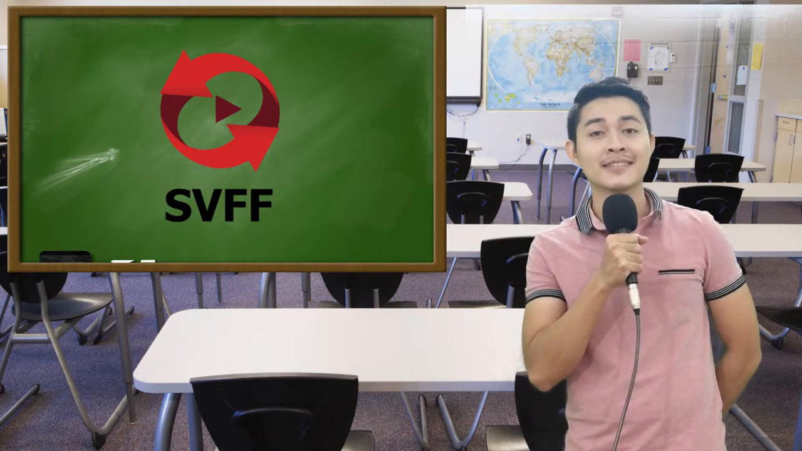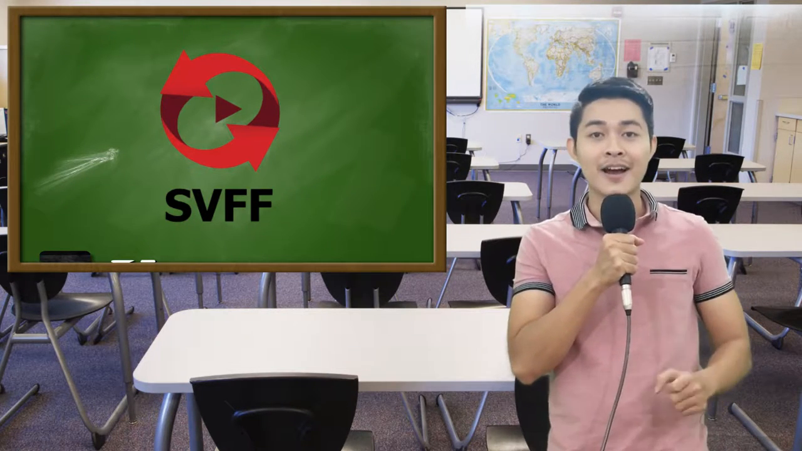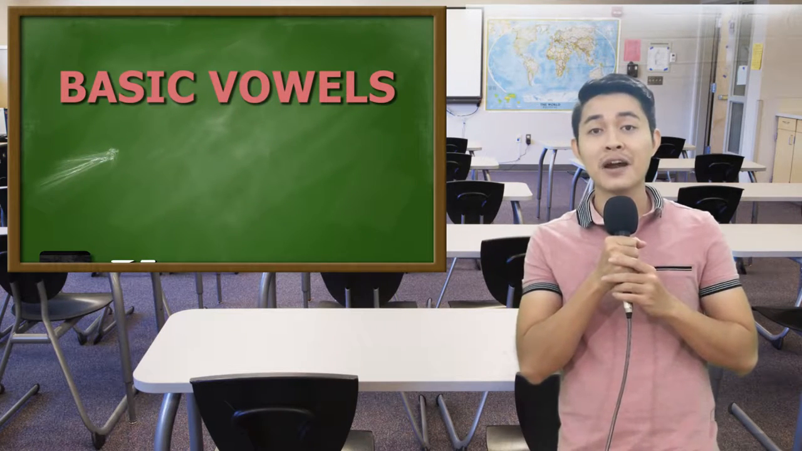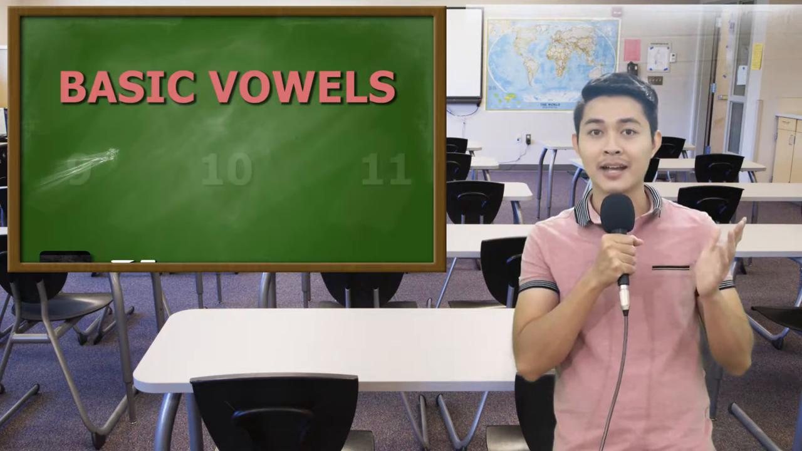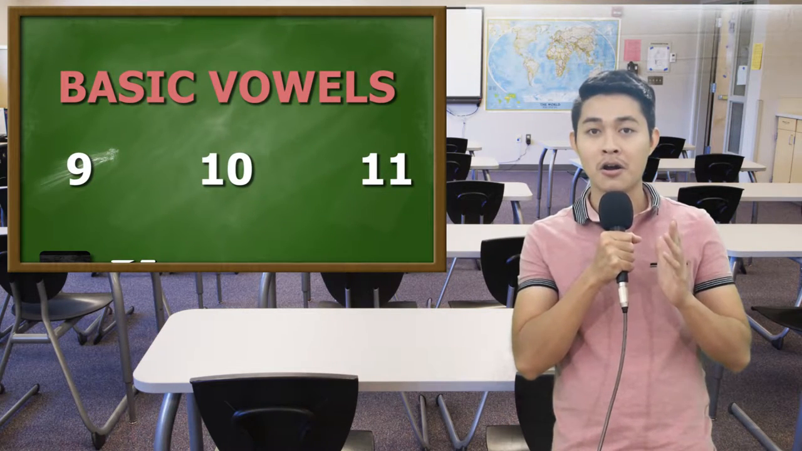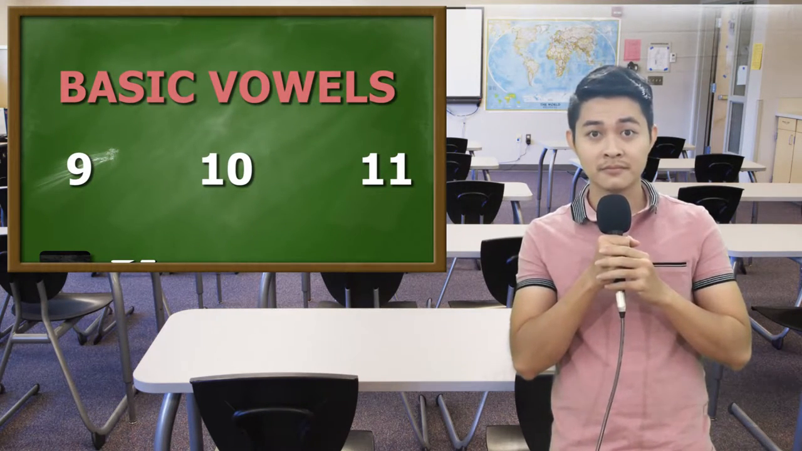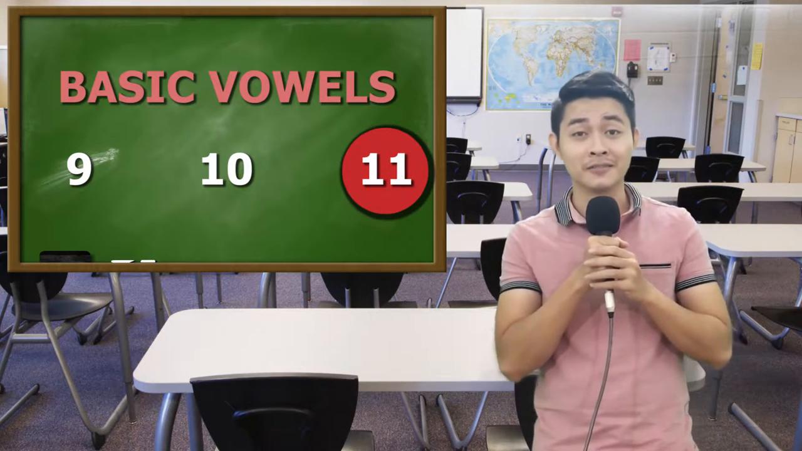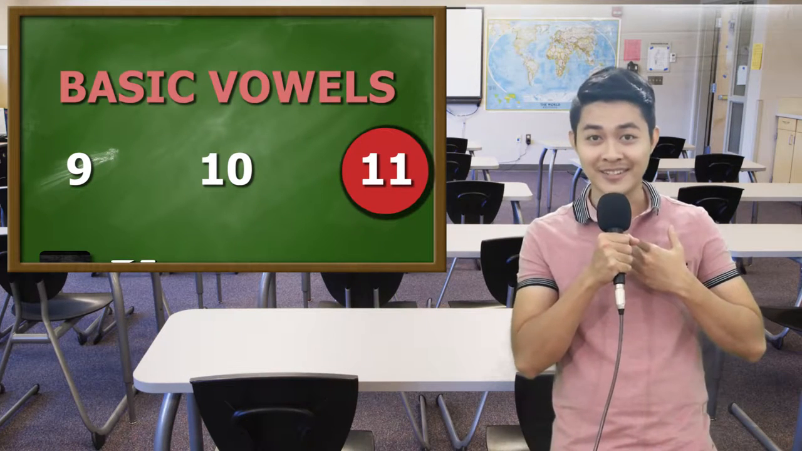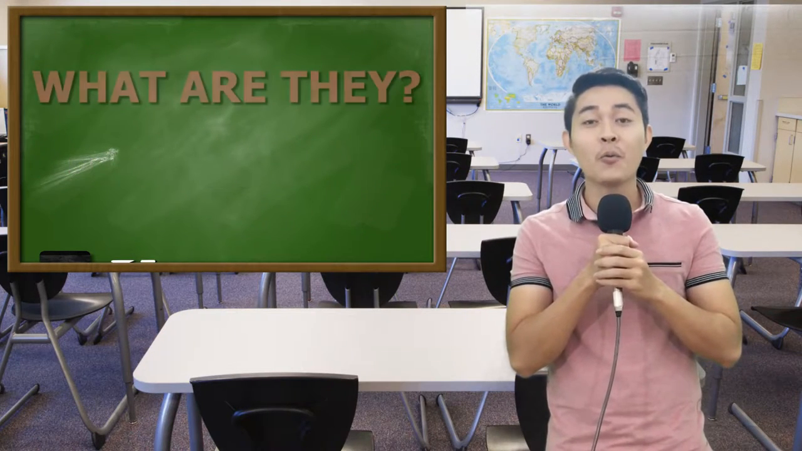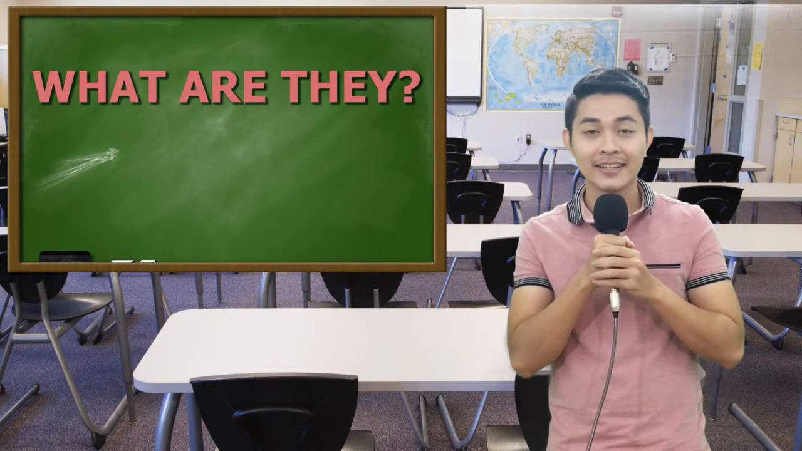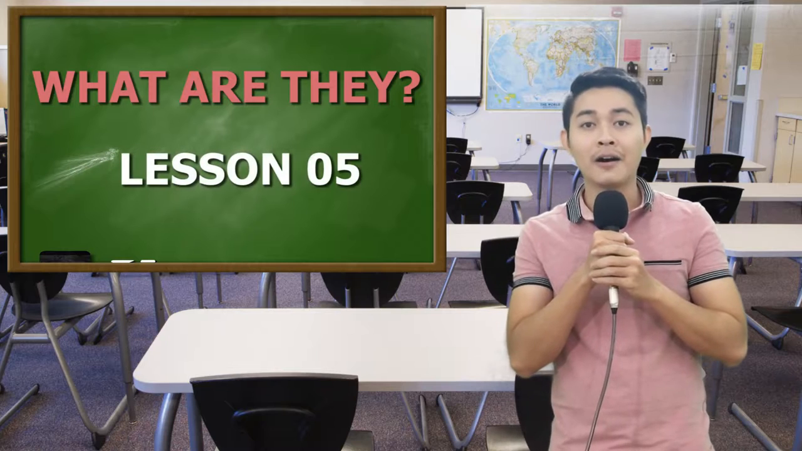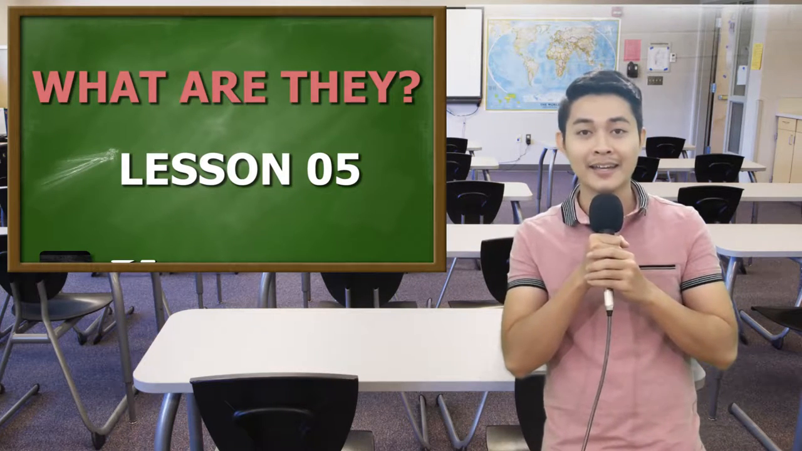In the previous lessons, we have studied basic vowels. Now, before we start, let's preview a little bit. How many basic vowels in Vietnamese? 9, 10, or 11? If the answer is 11, you're wrong. Oh, no, I'm wrong. Can you tell me what they are? The answer is in lesson 5, okay?